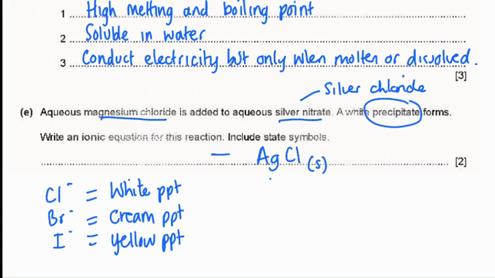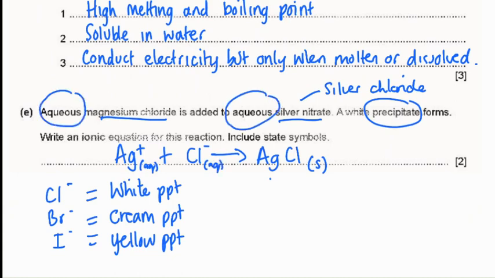And then we're going to write the arrow, and we're just going to write the ions that make it up. So in this case, silver chloride is made up of Ag+ and Cl-. These are both in aqueous form. We know that they're in aqueous form because it told us aqueous magnesium chloride and aqueous silver nitrate. So that's our correct answer. 2 marks.